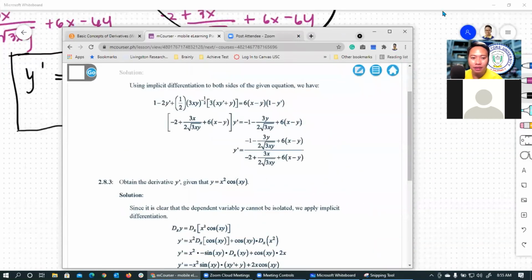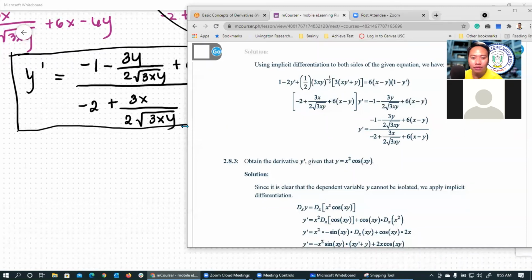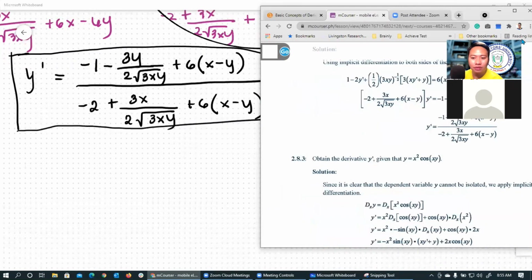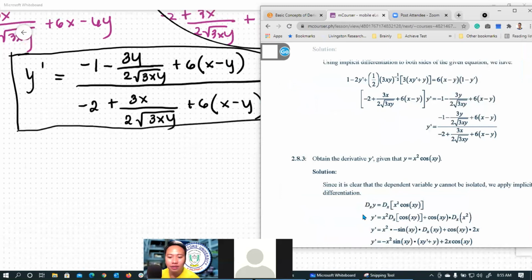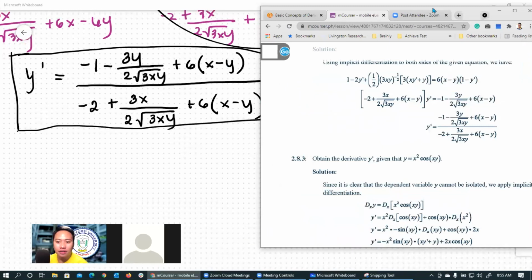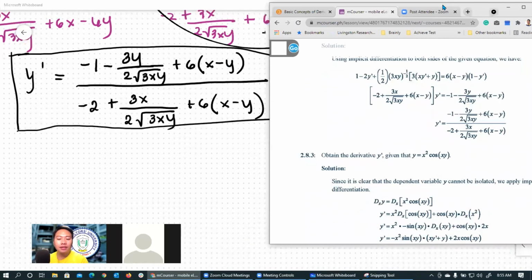So let's compare it with the book. I hope you can see the book's answer. There. So let's compare it. Are they the same? Yes, they are the same.